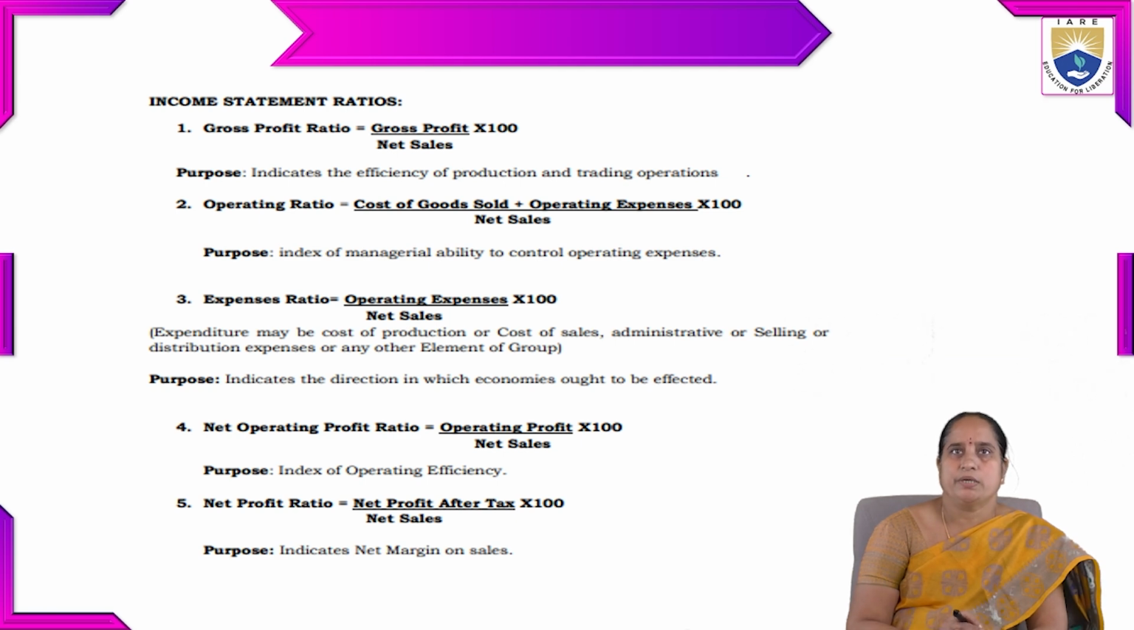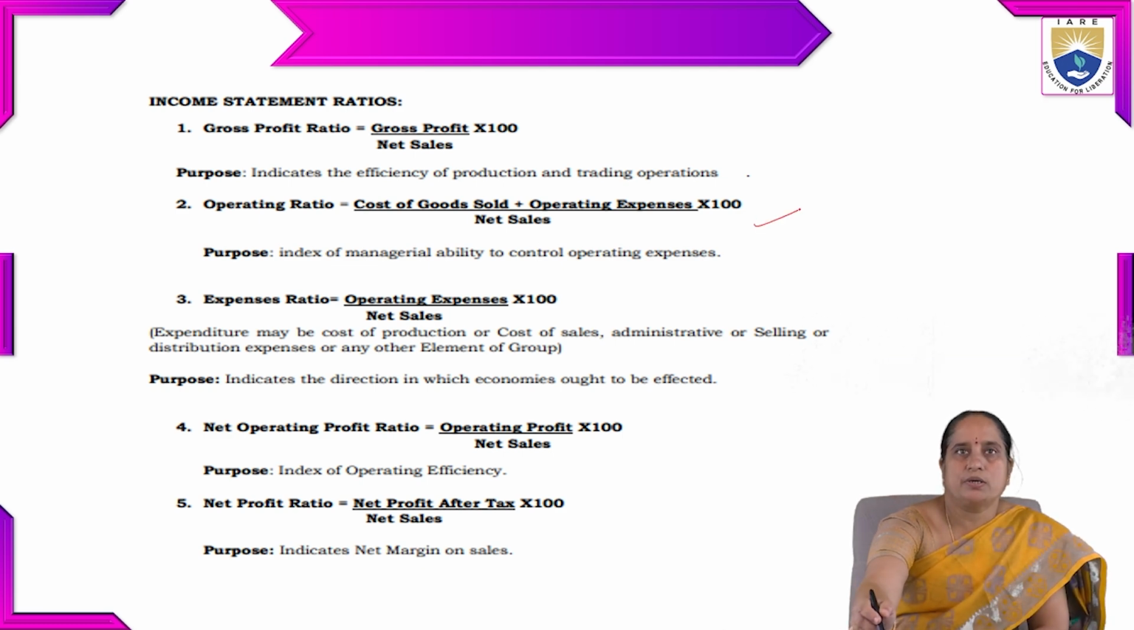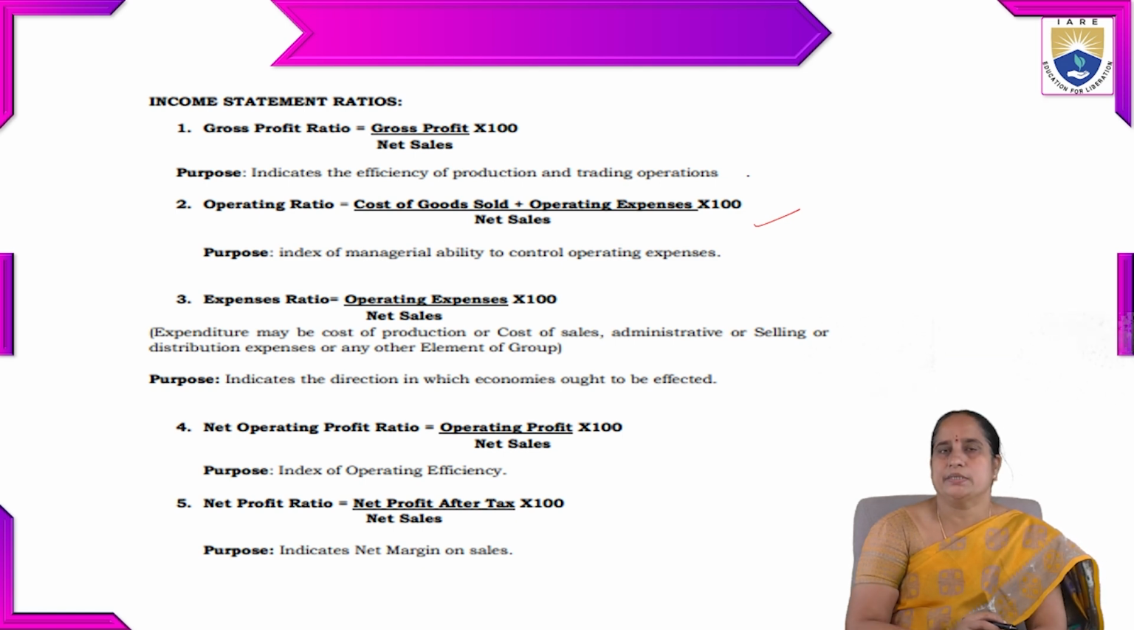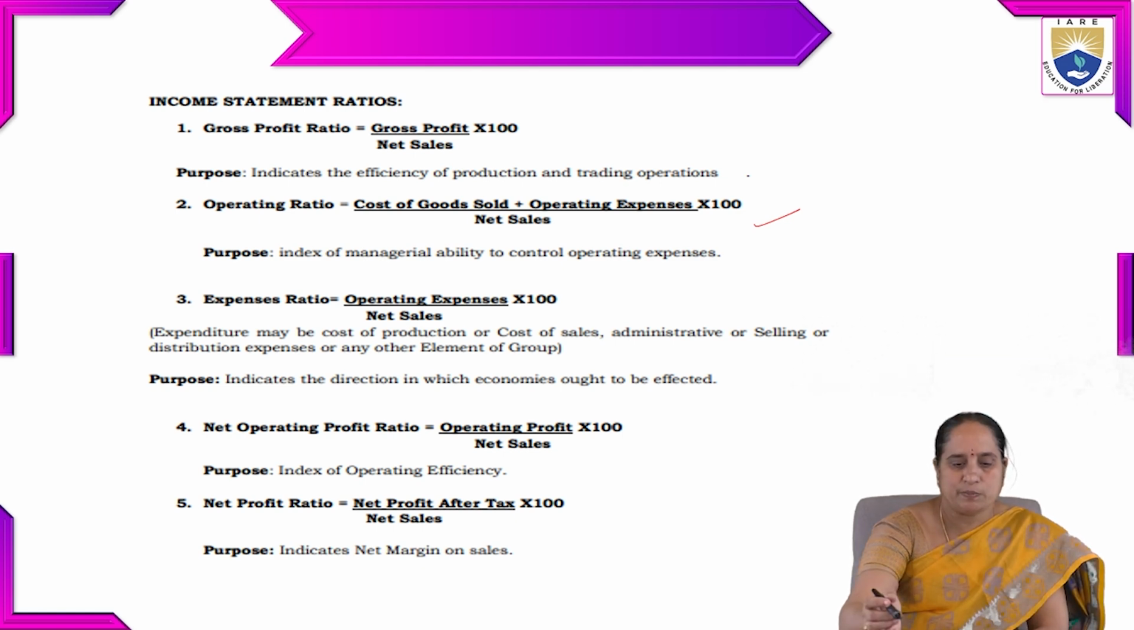Whereas the second one, operating ratio, can be calculated by the formula: cost of goods sold plus operating expenses divided by net sales into 100. The purpose is it is an index of managerial ability to control operating expenses.